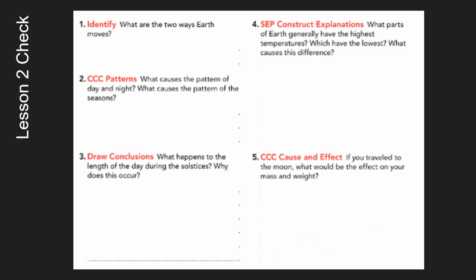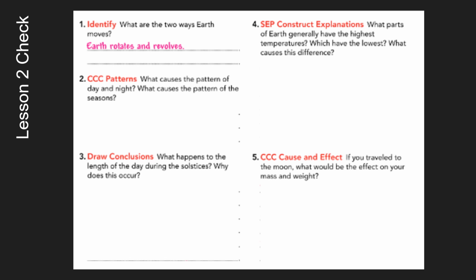All right, now it's time for a lesson 2 check. 1, what are the 2 ways Earth moves? Earth rotates and revolves. It rotates on its axis, which creates days and nights, and it revolves around the sun, which creates our years.